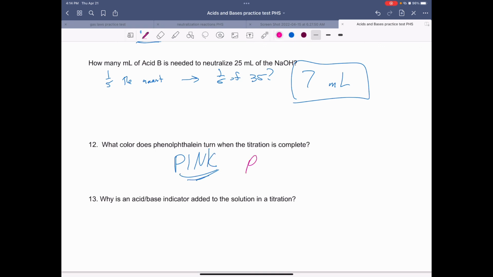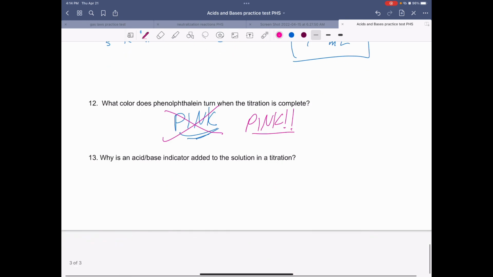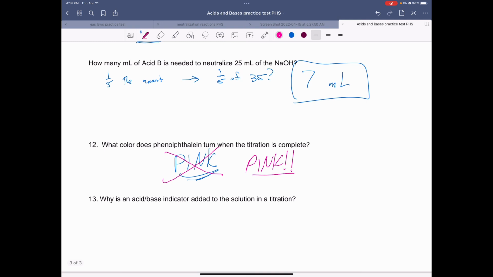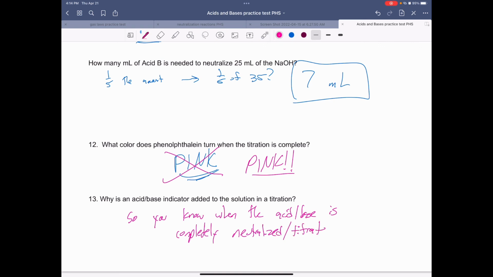I really should have written it like this. And why is an acid indicator added to the solution of a titration? So you know when the acid/base is completely neutralized, which is the same thing as titrated. And that is how we do the practice test.